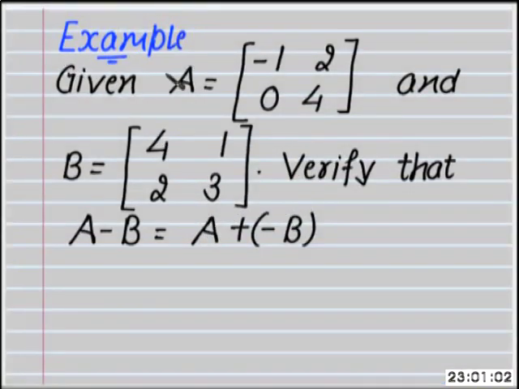Now let's see another example. Given matrix A with first row elements as -1, 2, second row elements as 0, 4, and matrix B with first row elements as 4, 1, second row elements as 2, 3. Both the matrices are square matrices and are of order 2. Now verify that A minus B is equal to A plus minus B.